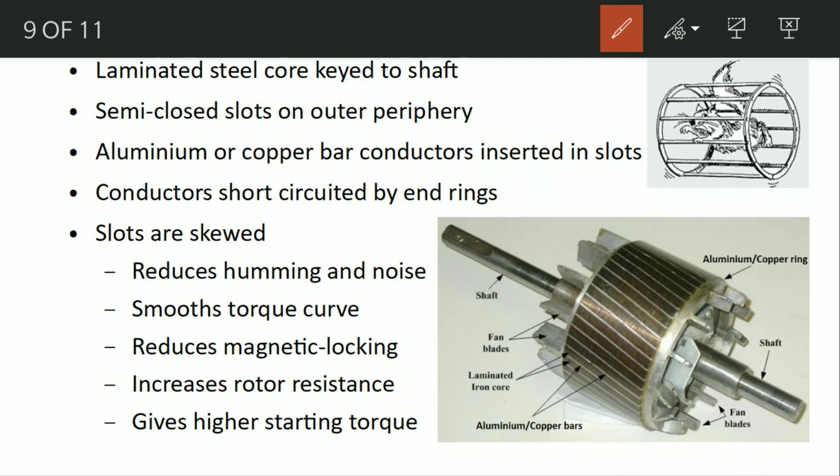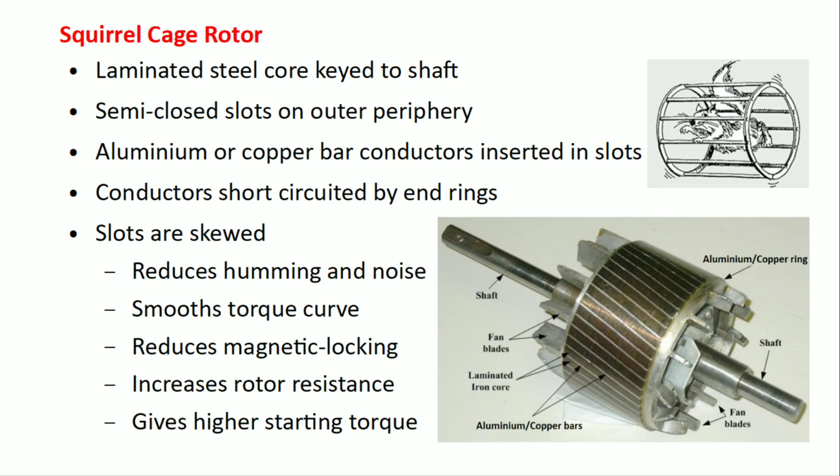The skewing of slots gives some advantages to us. One is that it reduces humming noise and ensures the quiet operation of the motor. The noise level reduces. Second is we can obtain smoother curves by using skewing slots for various positions of the rotor, and hence the motor vibrations are reduced.